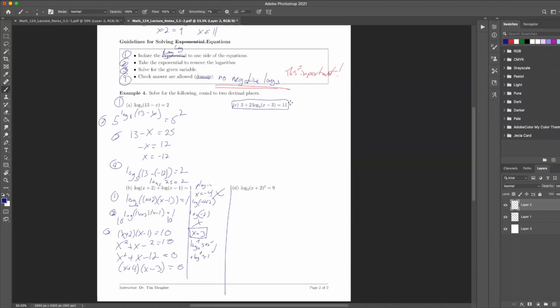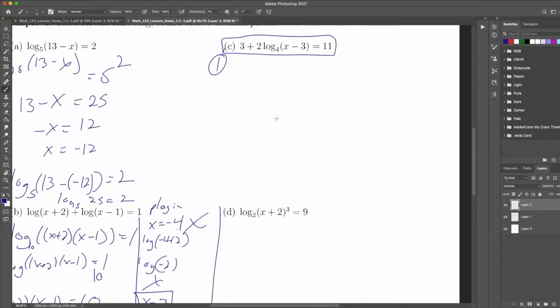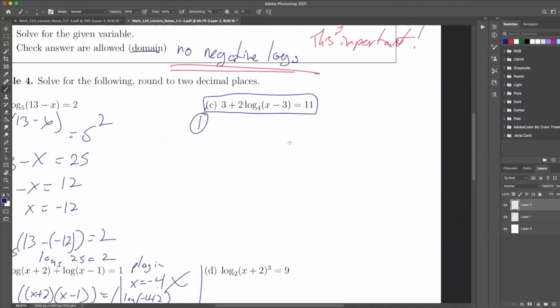All right, did anyone isolate the log? So if we're going to isolate the log, let's kind of work through this. What would be the first thing I would do here? Let's see if we can work it through at least together. So I want to get the log by itself. So the first thing I would do would be what? Move over what? The 3. Yeah, so move over the 3. So here we have 2 log base 4 of x minus 3 equals 8.